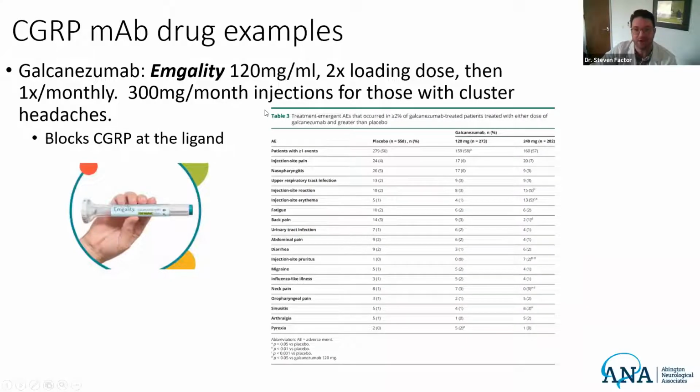Emgality is a drug very similar to Aimovig, but it blocks CGRP at the ligand, which means at the neuropeptide itself rather than where it attaches. You get 2 injections at the first clinical visit, and then you get 1 monthly. You don't have to come in for clinical visits for this drug. You can give it to yourself or have your loved one give it to you. This also has another indication for cluster headaches, which are not migraines. They're a little bit different. Side effects are somewhat similar. We don't see as high a frequency of constipation on this drug.